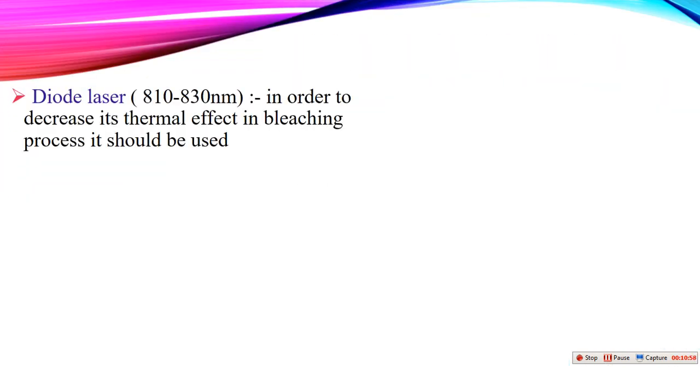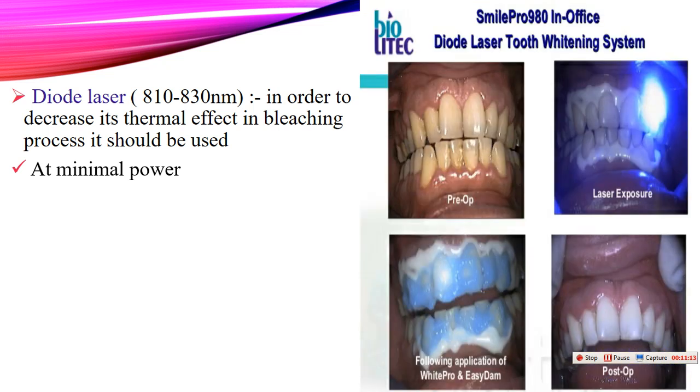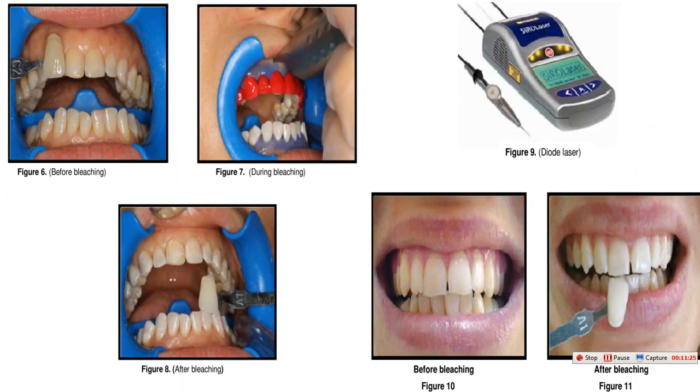Diode laser, as we know, has a wavelength of 810 and 830 nanometers. In order to decrease its thermal effect in the bleaching process, it should be used at as minimal power as possible. This is the bleaching by diode laser.